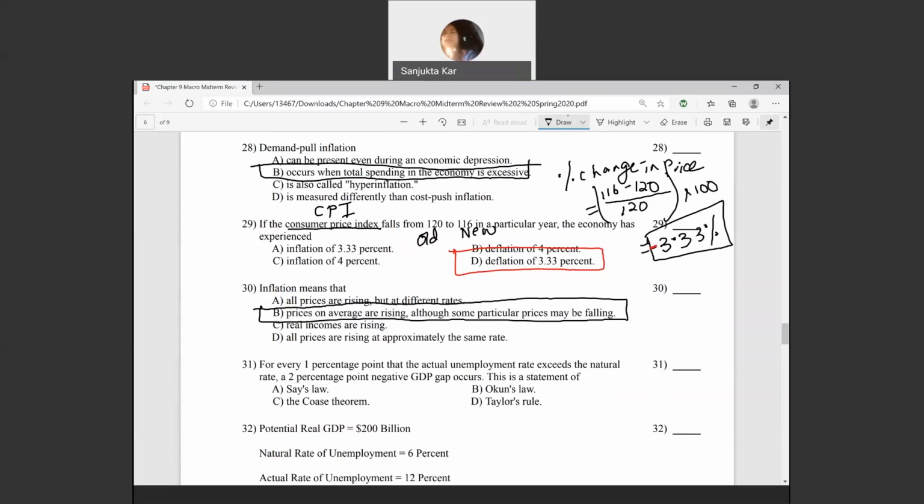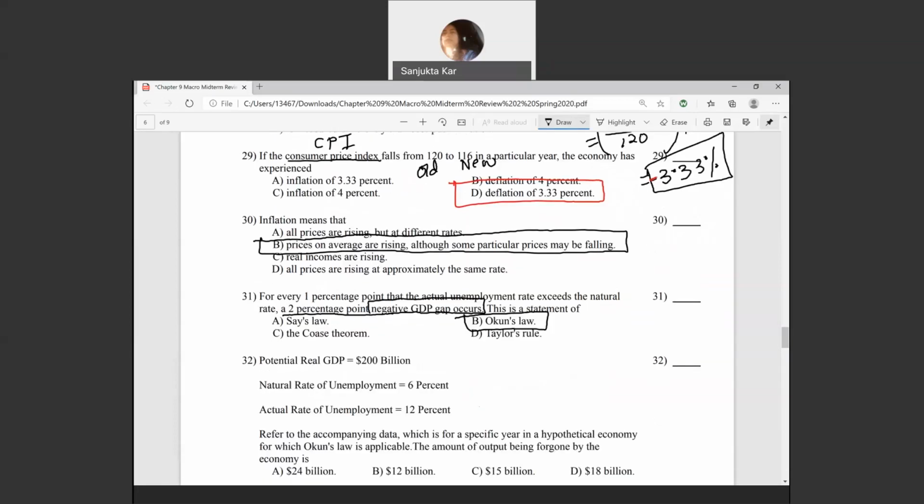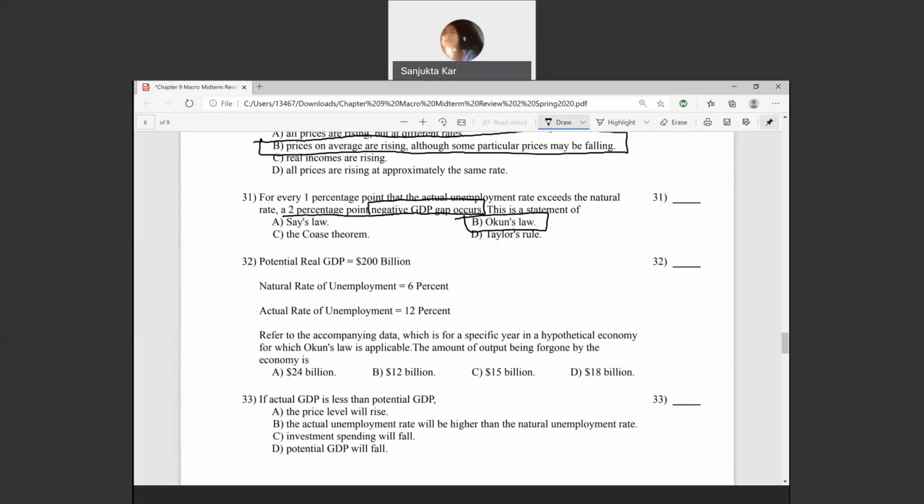Question number 31 here, it says for every 1% point the actual unemployment exceeds the natural unemployment, a 2% negative GDP gap occurs. Right, this is Okun's law. This is Okun's law here. Please take a look at the YouTube link I made and gave to the class, this YouTube link.